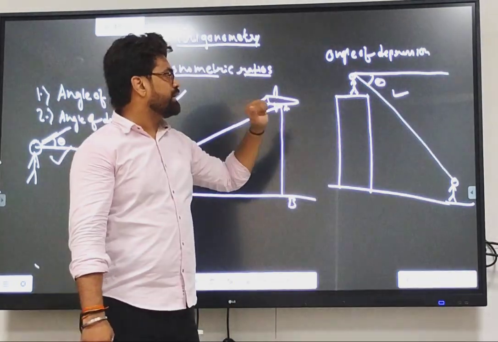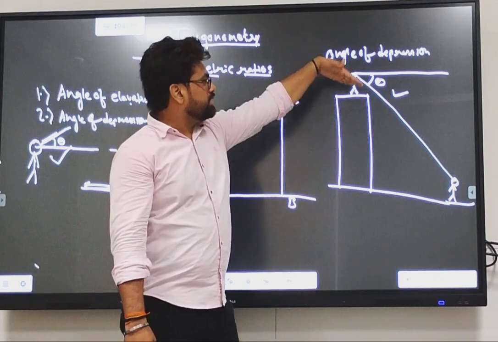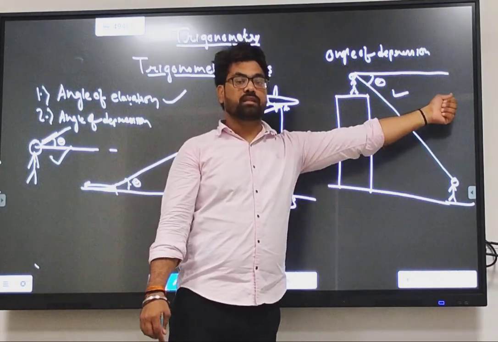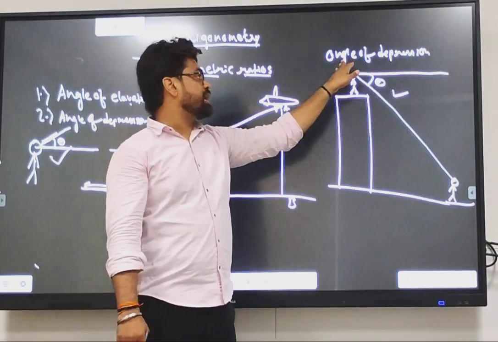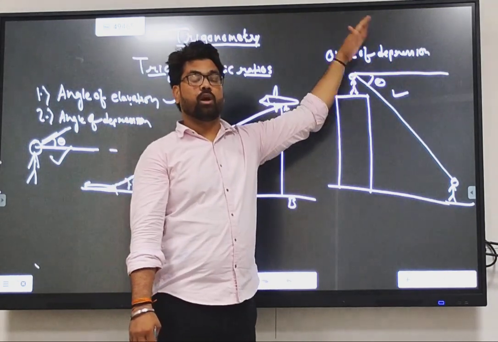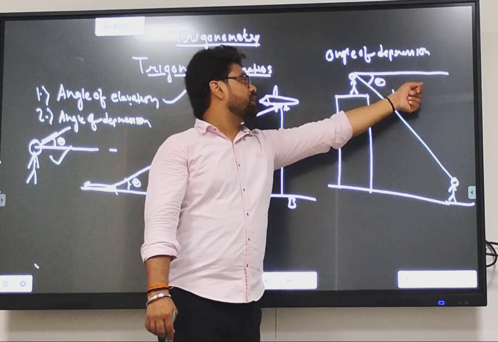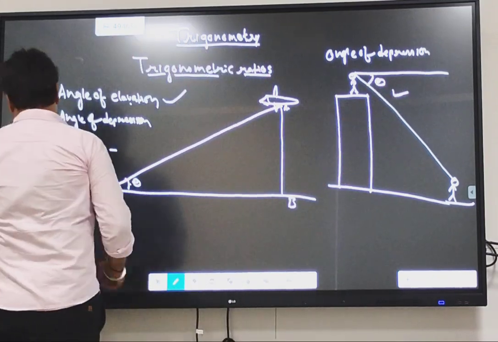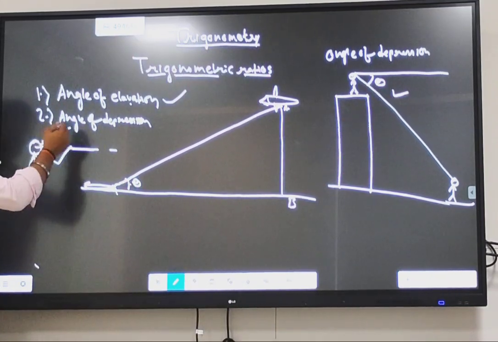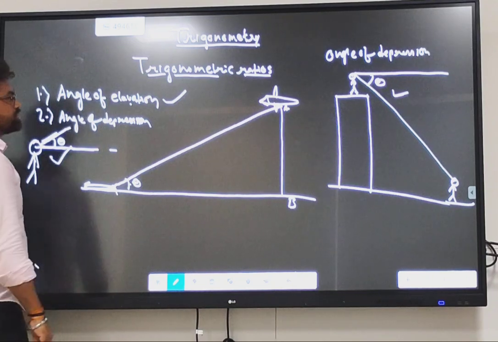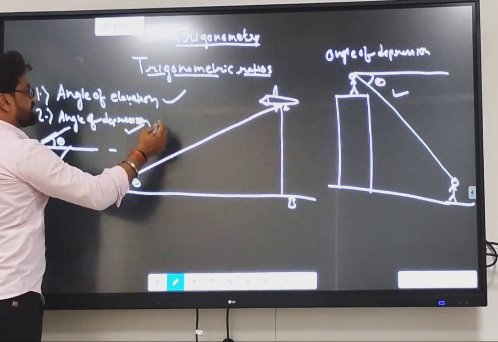But the angle here is always with the line of sight and the horizontal. So always remember this angle is made with the horizontal, not the vertical. So the angle made by the line of sight and the horizontal. Here also, the angle made by the line of sight and the horizontal. So this is the angle of elevation and the angle of depression.